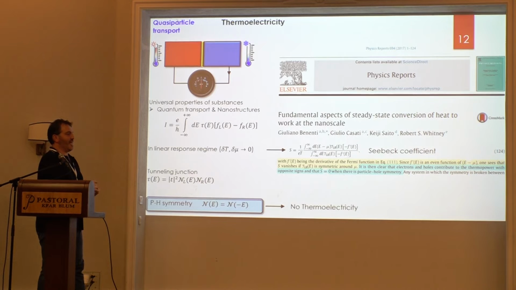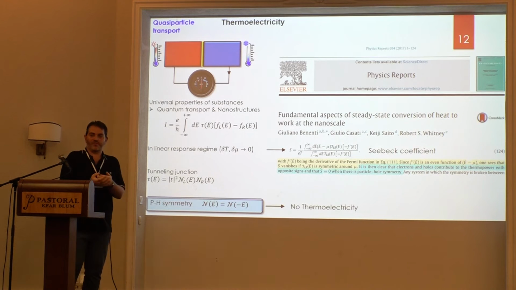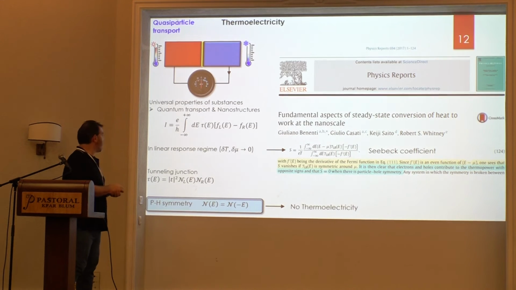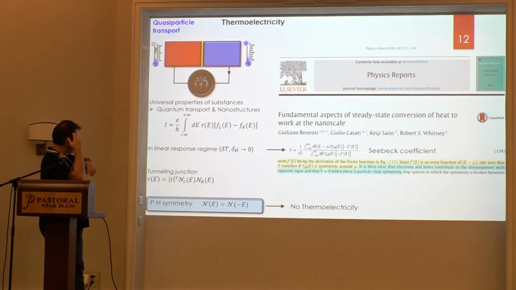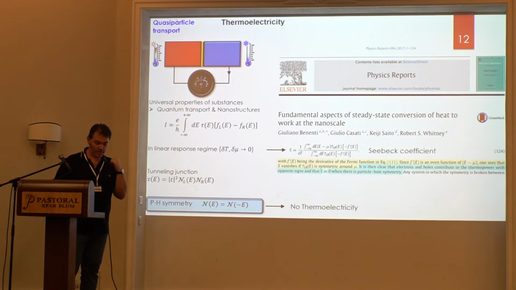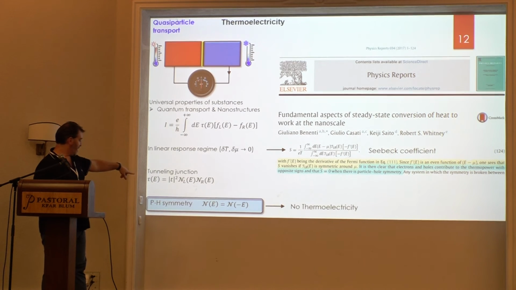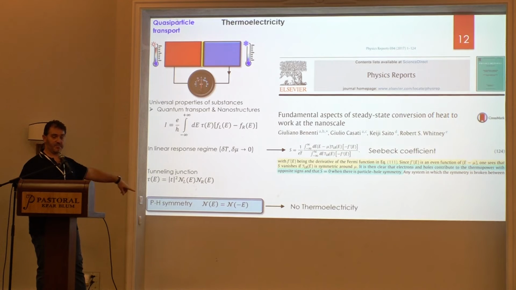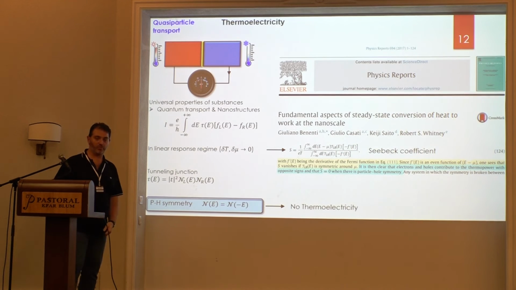Thermoelectricity is a universal property of substances that at the nanoscale we can study with a very generic, well-known scattering approach. In the linear response regime, it is very well explained in this review. When the system is particle-hole symmetric, we have no possibility of thermoelectricity. In particular, in a tunneling junction where the density of states are particle-hole symmetric, we have no thermoelectricity.